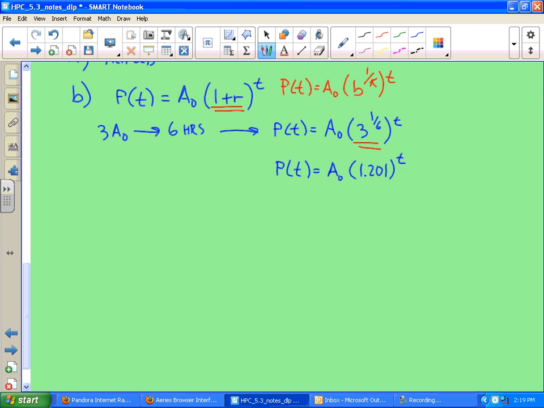This is our change on an hourly basis, not on a per 6 hour basis. If we're on a per 6 hour basis, it was just 3 to the t. It's safe to use 3. This would have been my equation on a 6 hourly basis.